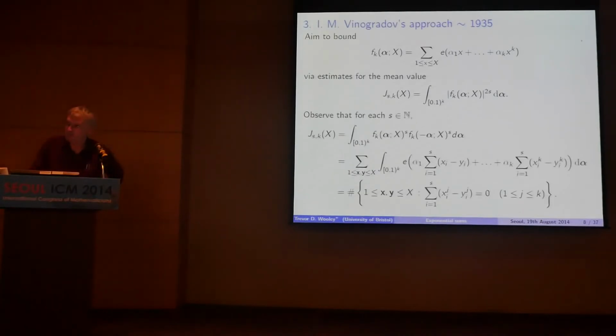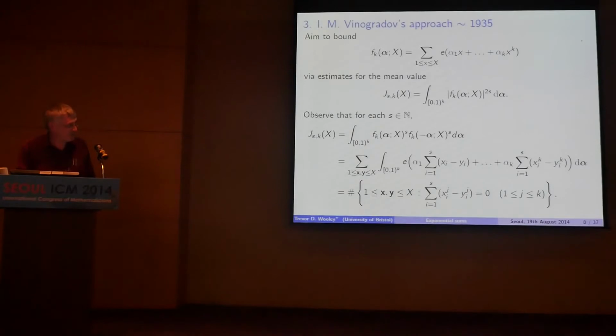So first of all, I want to just explore what we should expect for this mean value, which is typically called J_{s,k}(X). So it's the average, it's the 2s-th moment of this exponential sum of degree k. And the key observation for this subject is that by orthogonality you can relate these mean values to the number of solutions of a system of Diophantine equations.